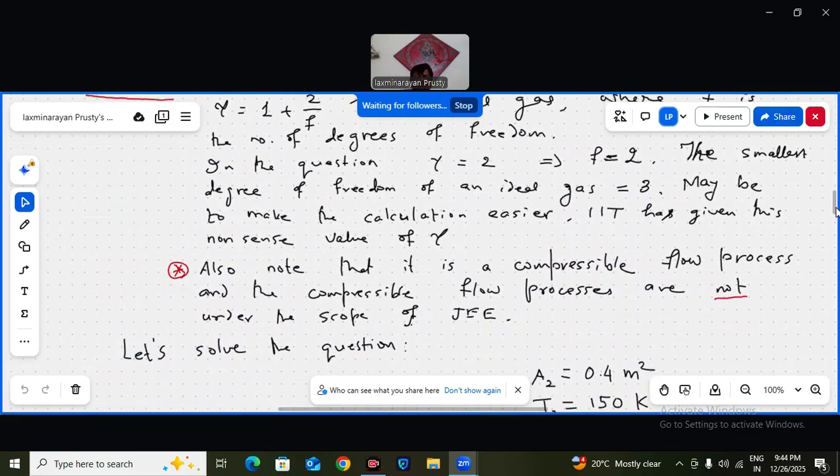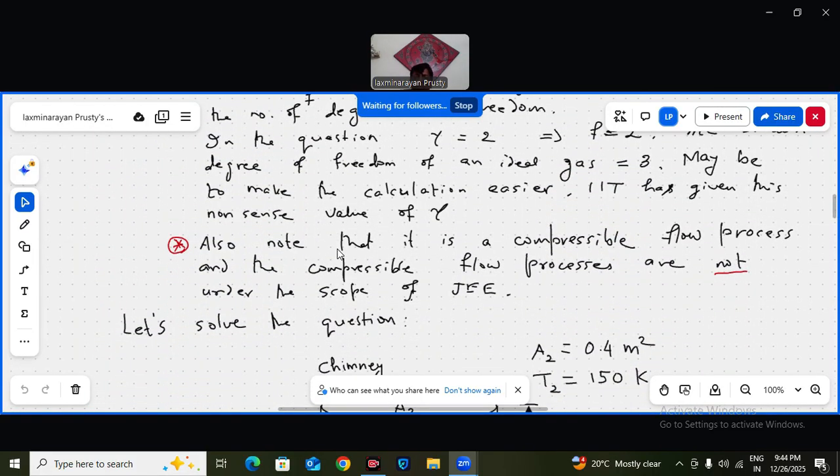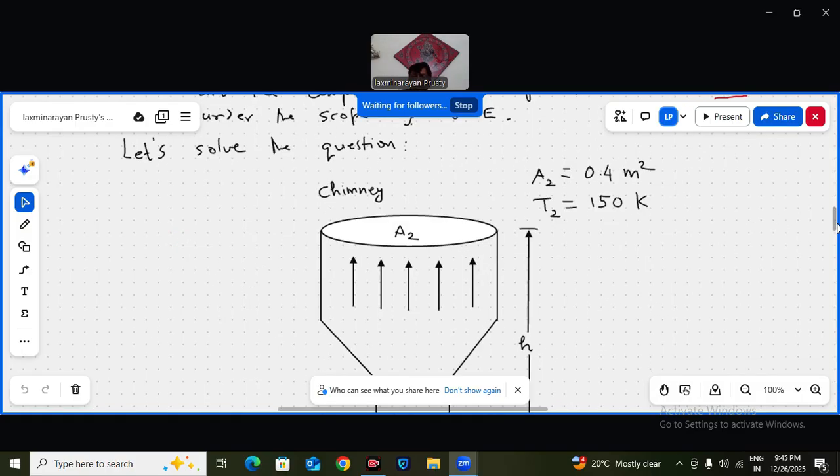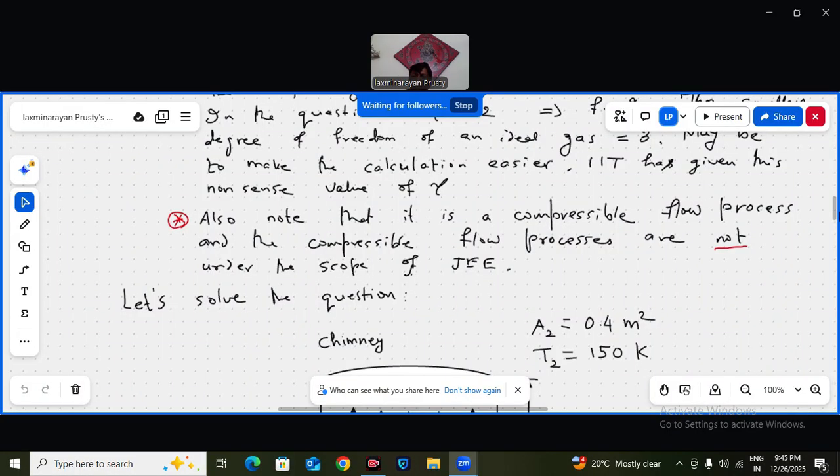Okay, fine. Also note that this is a compressible flow process. In the flow processes in fluids that we have discussed, it was incompressible flow, and after that we applied Bernoulli's theorem. So it's a compressible flow, and compressible flow processes are not under the scope of JEE, to be very frank. Now let us go for the solution. After raising the caveat, we'll go for the solution.